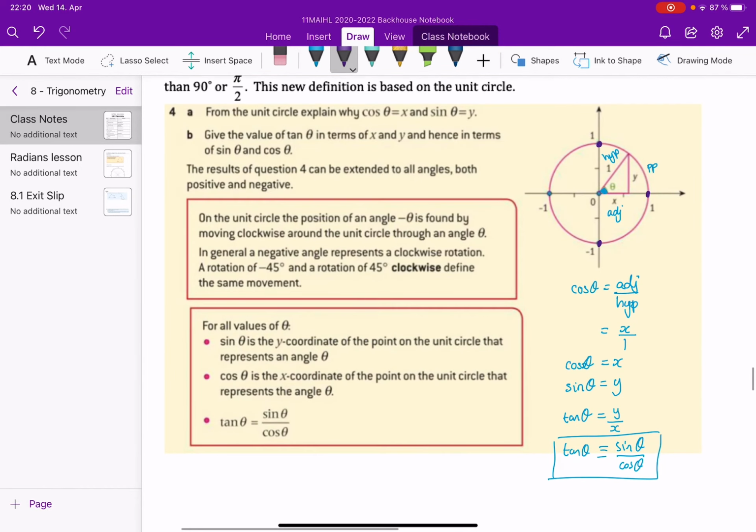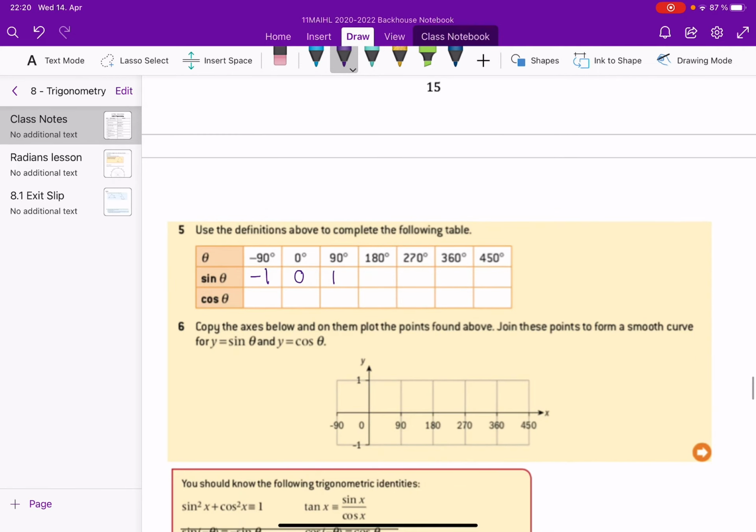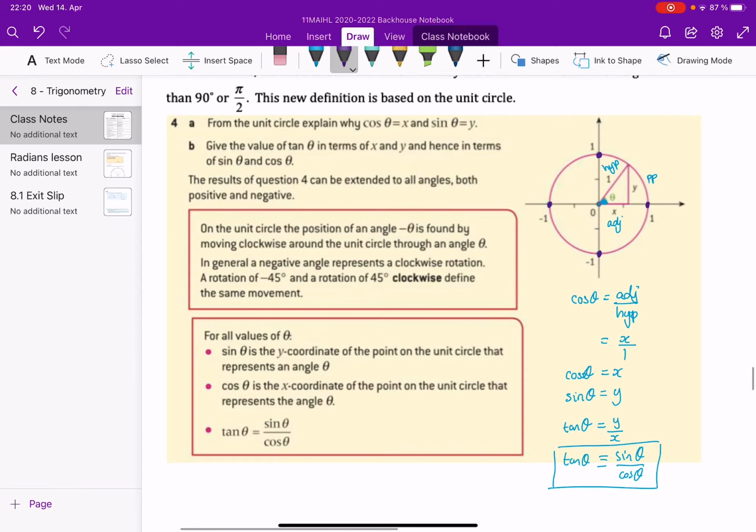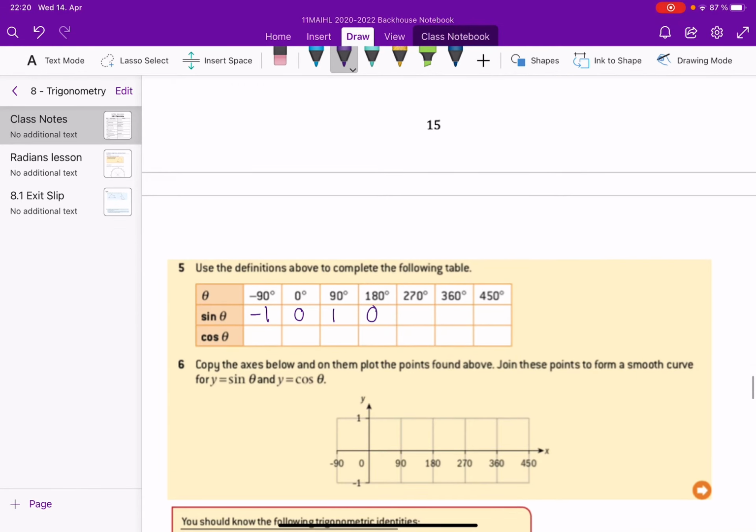And so on. I'm going to keep on working around this circle. Sine of 180 is 0. 270 degrees. I'm back down the bottom of the circle, so it's negative 1. Okay, I'm going to fill the next couple in. You can check them on the unit circle. You can also check these values on your calculator. Make sure you're in degrees mode and just type in sine 270 and make sure you're getting negative 1.